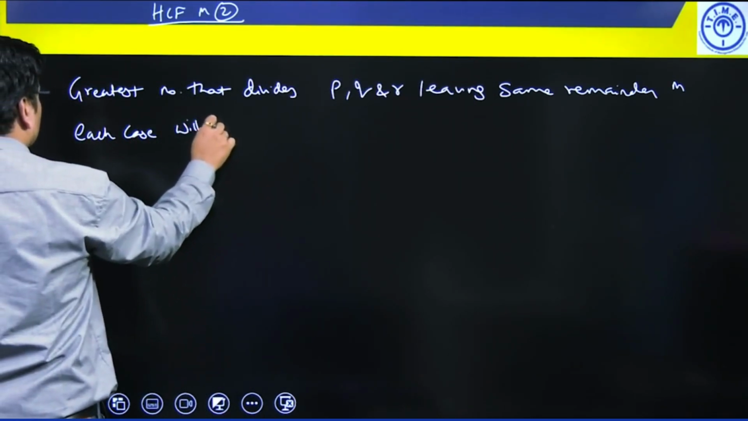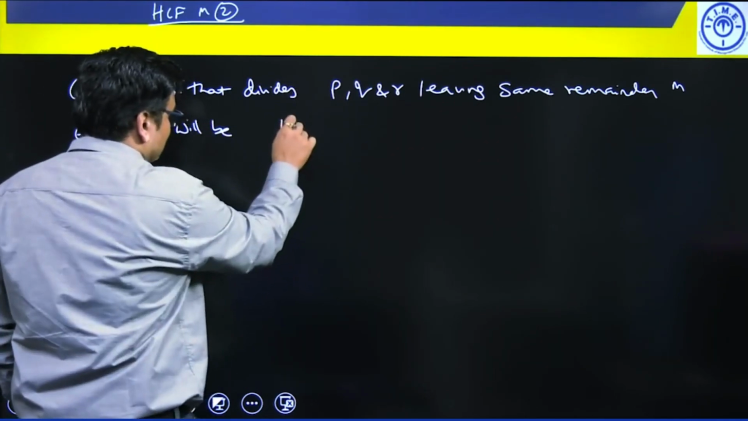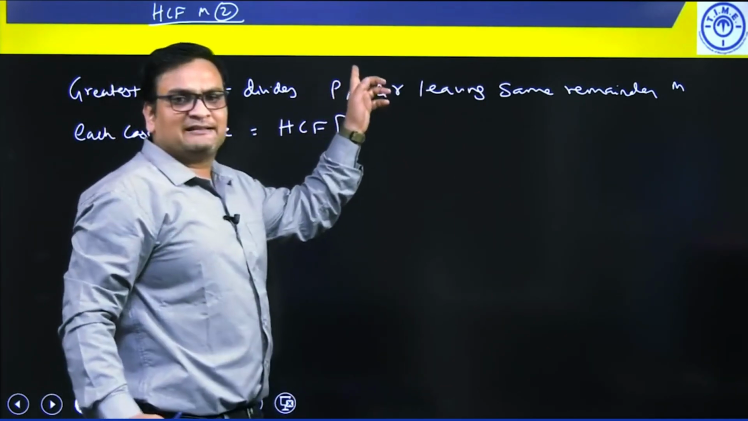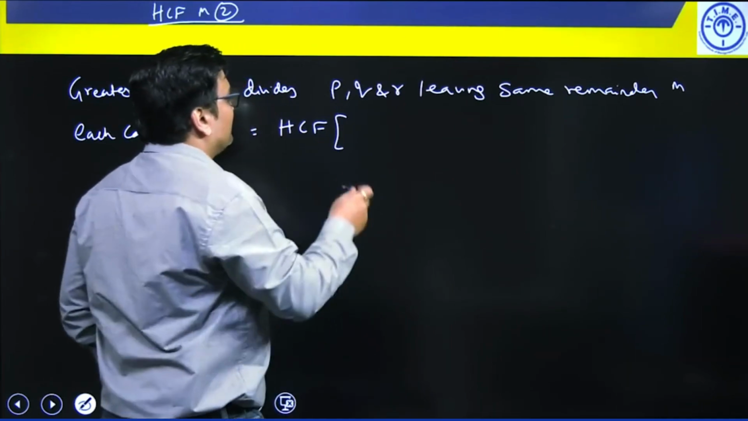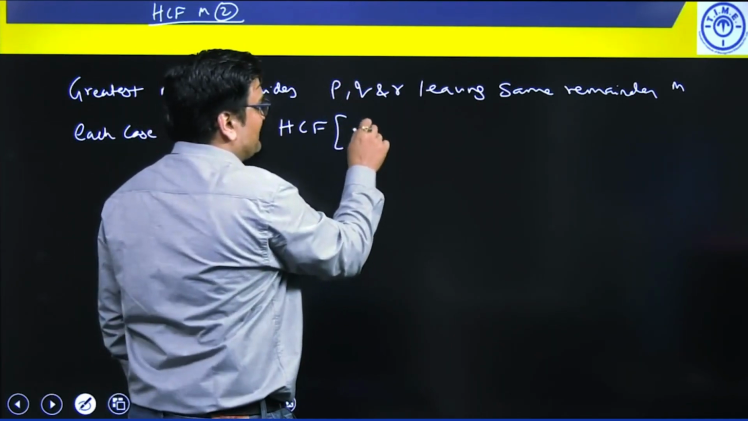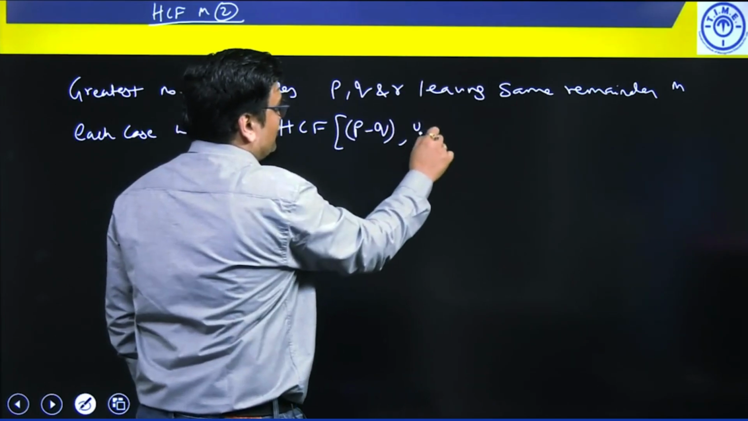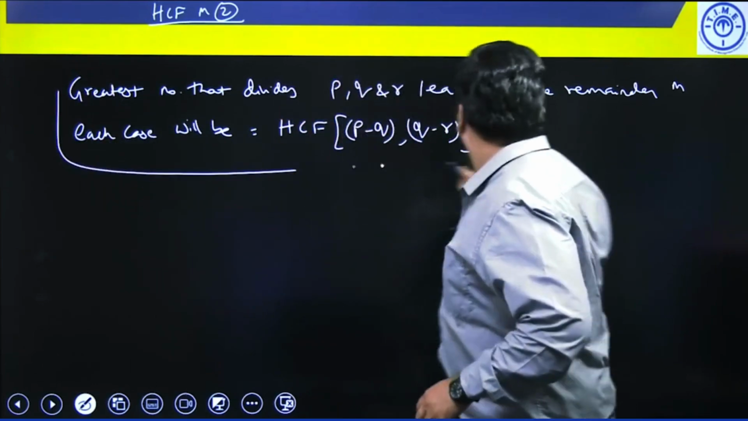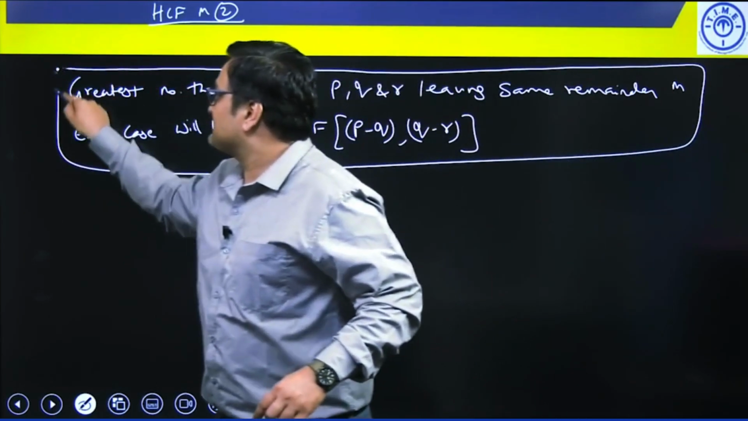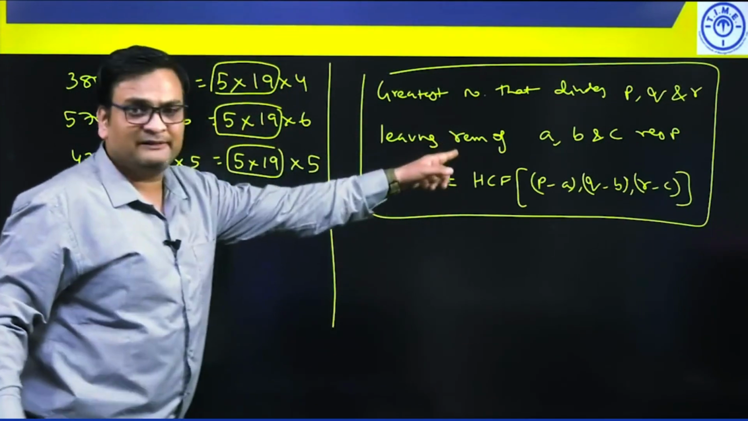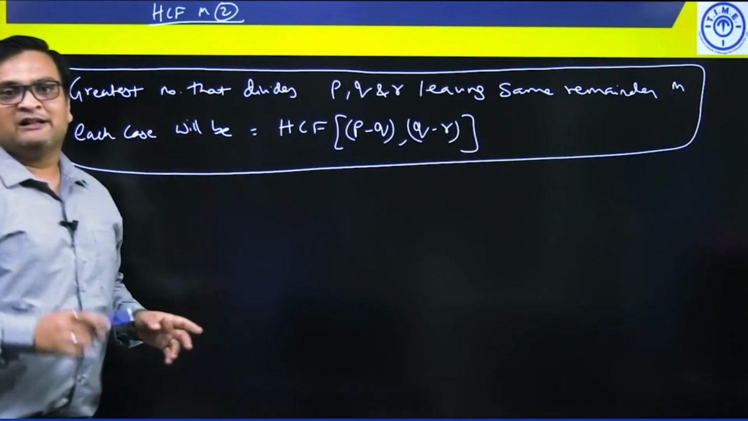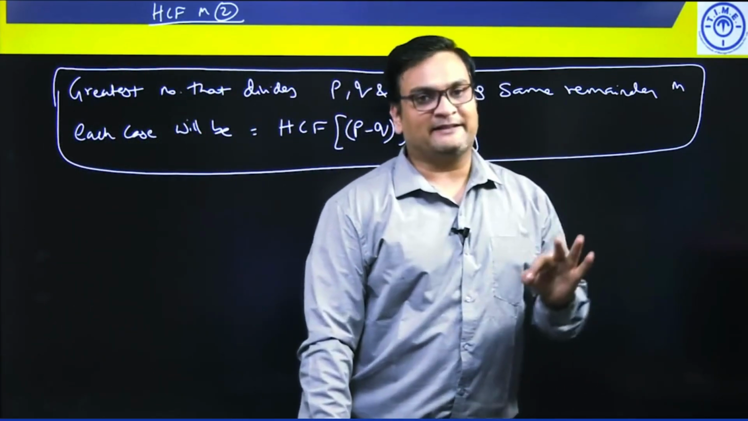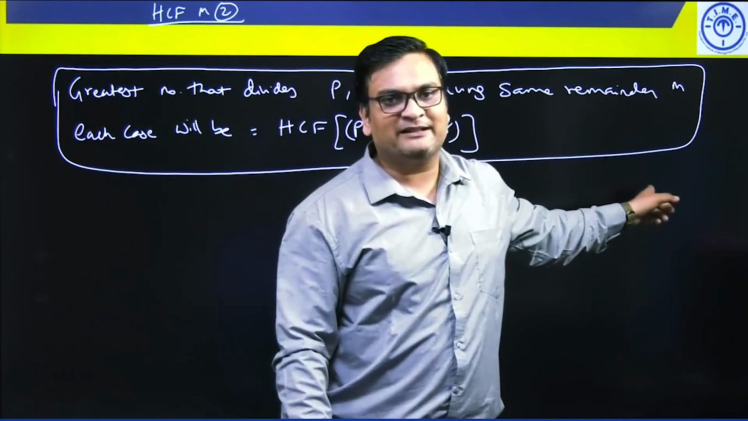will be HCF of, let's assume P is greater than Q is greater than R for the sake of discussion. HCF of, you take pairwise differences, so P minus Q and maybe Q minus R, that's it. So this is going to give us the answer in case of HCF model 2. A similar statement that we have written for model 1, we could also write it for model 2. The difference is, in model 2, remainders should be all equal. In model 1, they should be different. Only then P minus A, Q minus B will make sense.